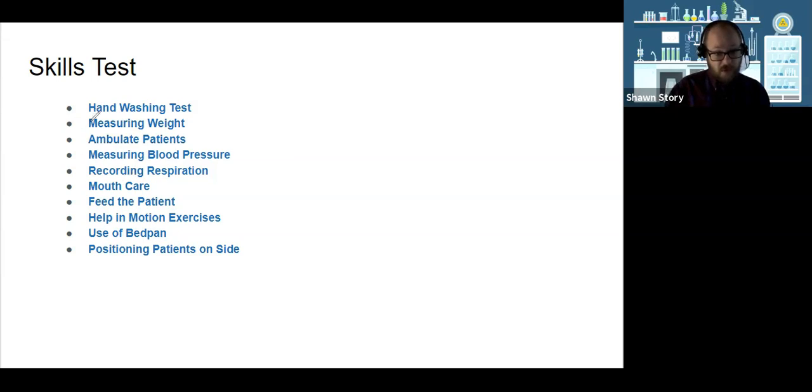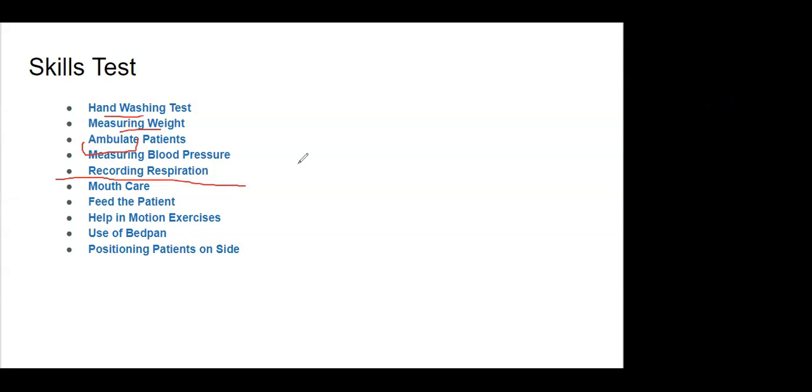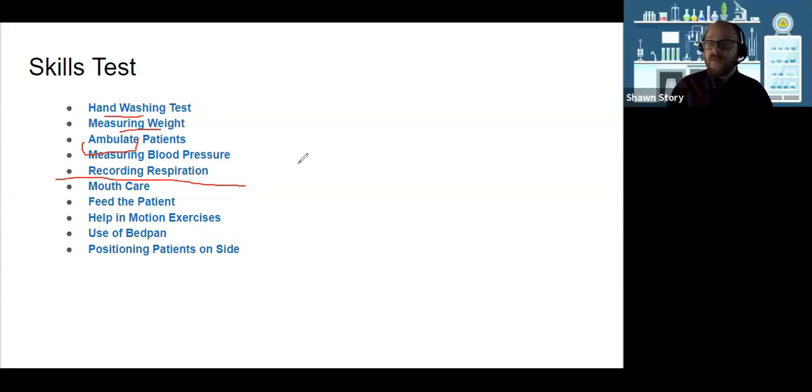So we're going to hopefully get through the first 5 of them today: hand washing, measuring weight, ambulating. What does ambulate mean again? Moving. Yep. So we're working with a patient that can or cannot move themselves, and assisting with that moving, measuring blood pressure, and recording respiration. We've talked about these before, but we're going to take a deeper look today. We talked about reading the weight, but we'll actually look at the steps of what you do to use that scale. So let's get started with hand washing.